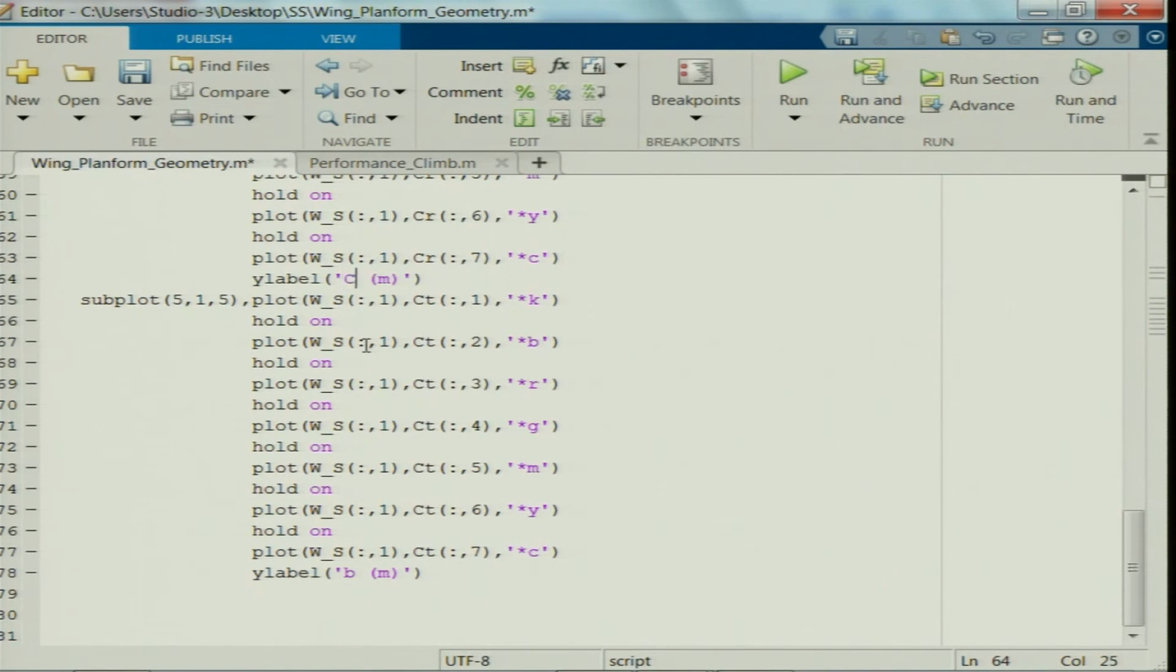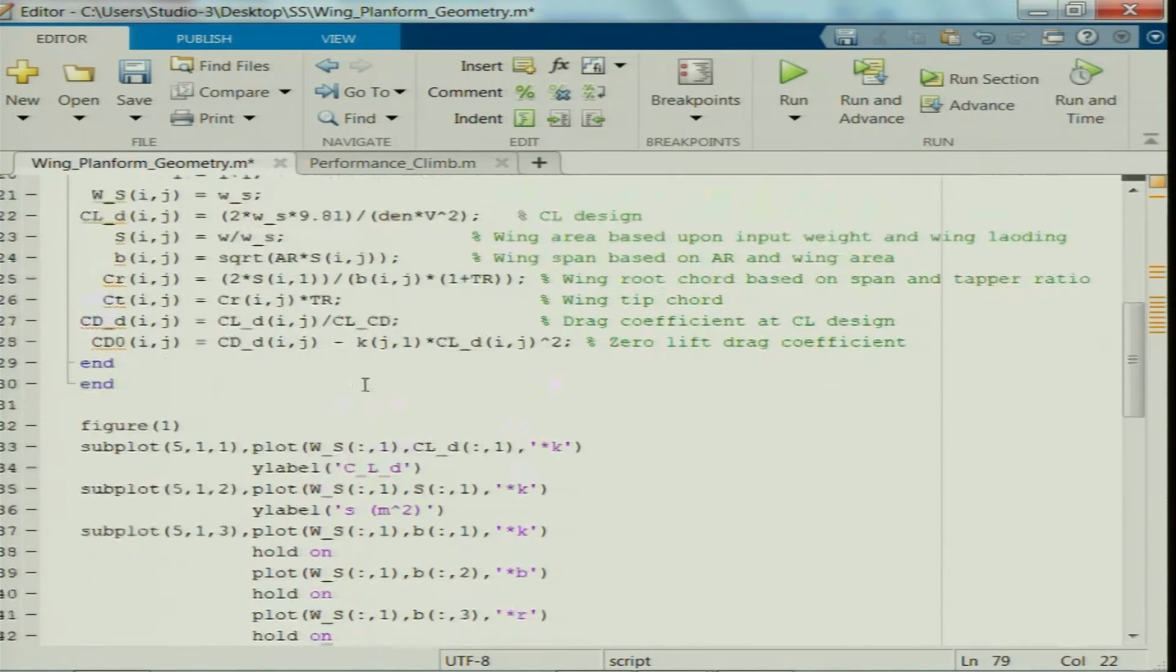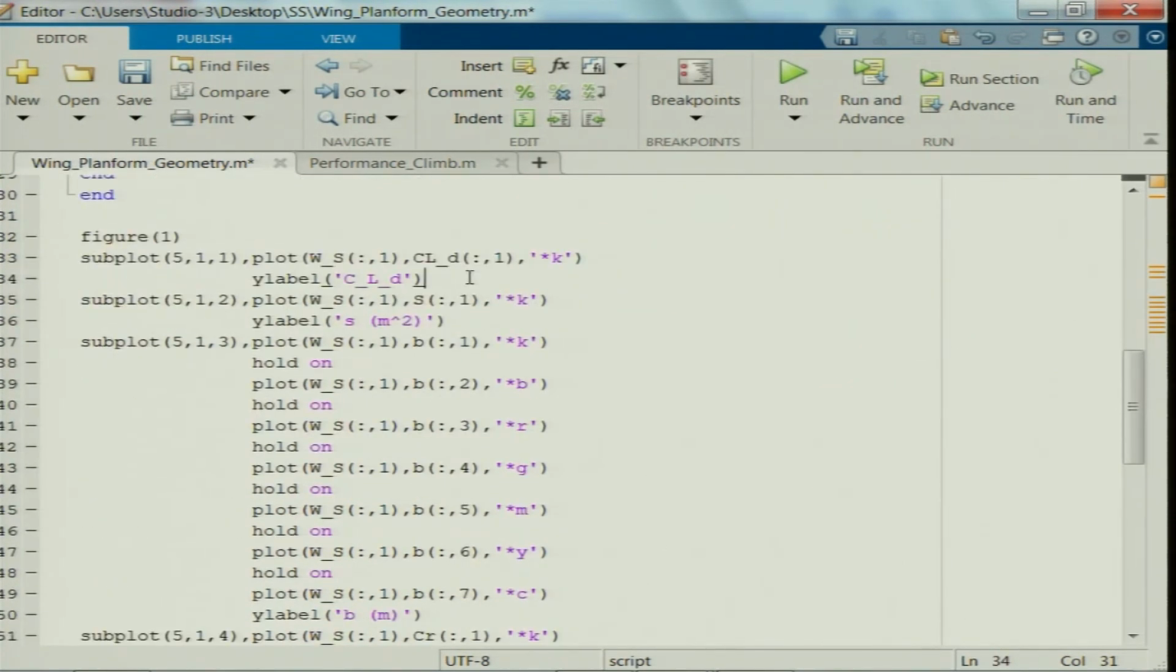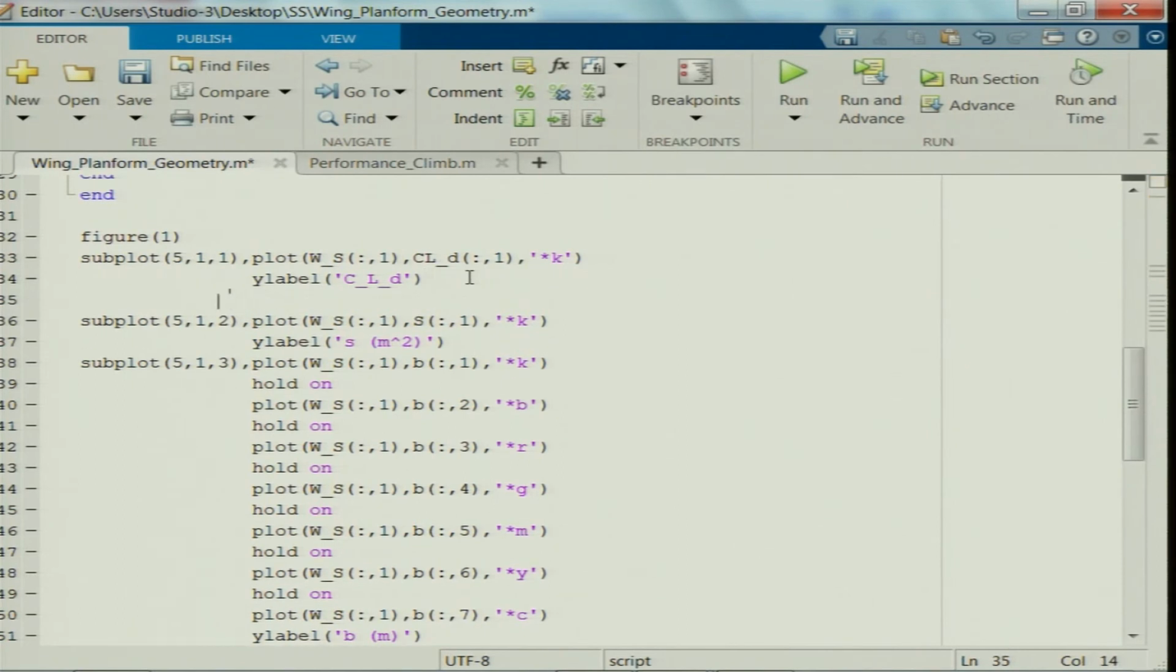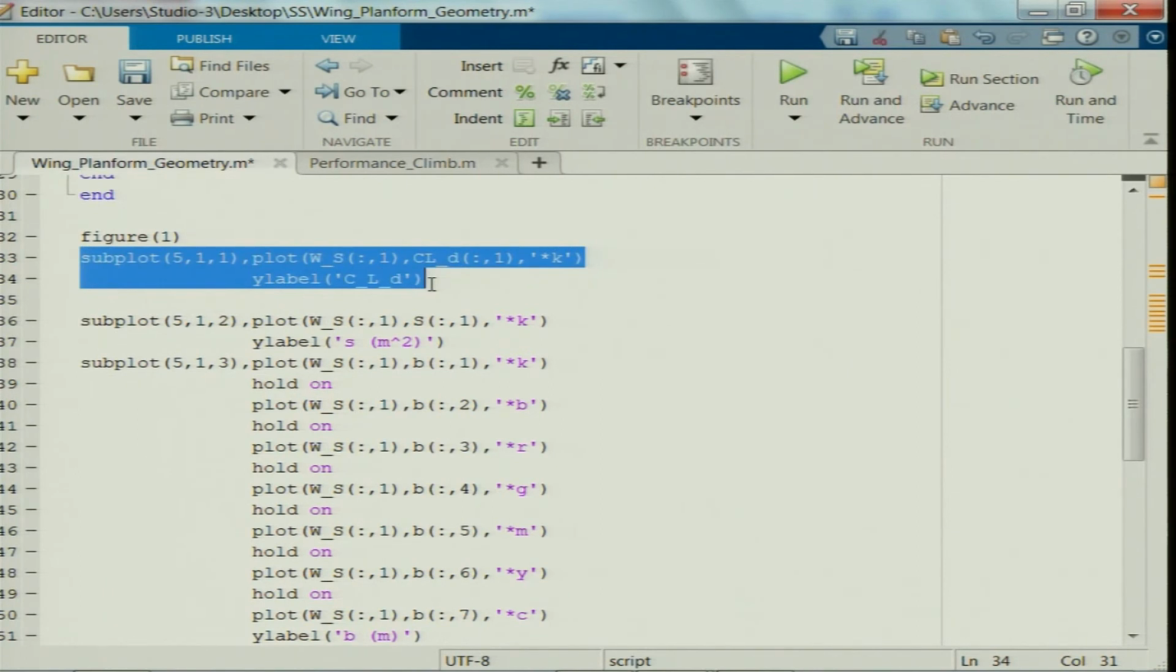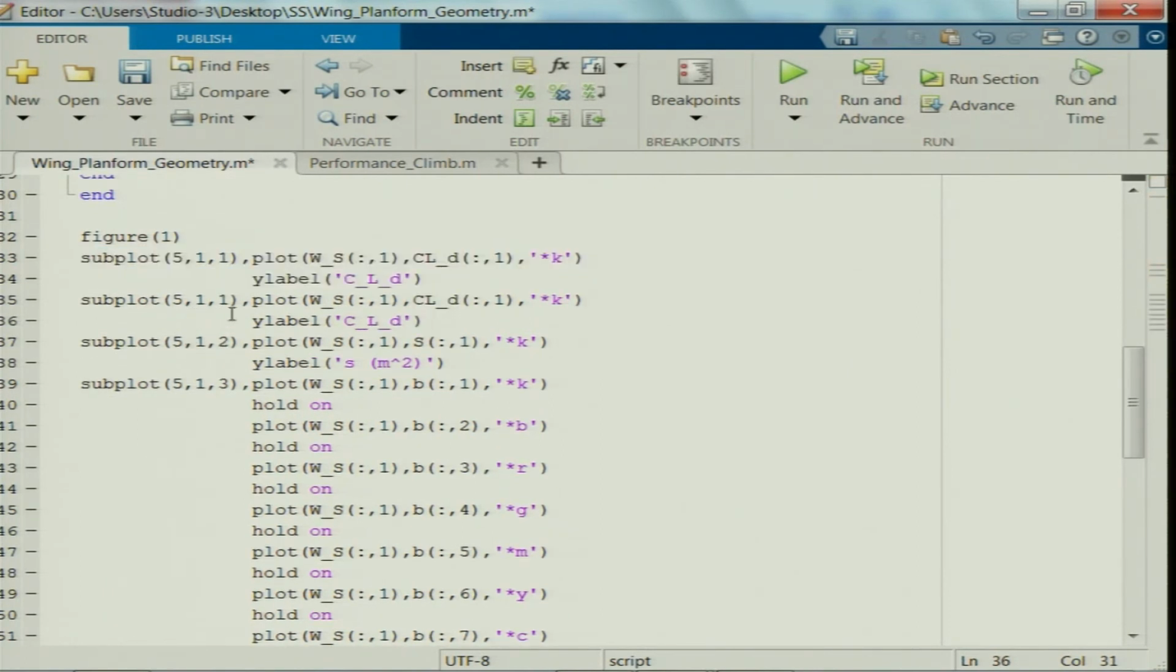Here C_R in meters, there is capital R, C_R, root chord, and C_t. So, it is done. So, the X label here is X label. If you just want to see how the drag coefficient is varying, then we can have another plot here, just immediately after this. Let us label it as 2, 3, 4.